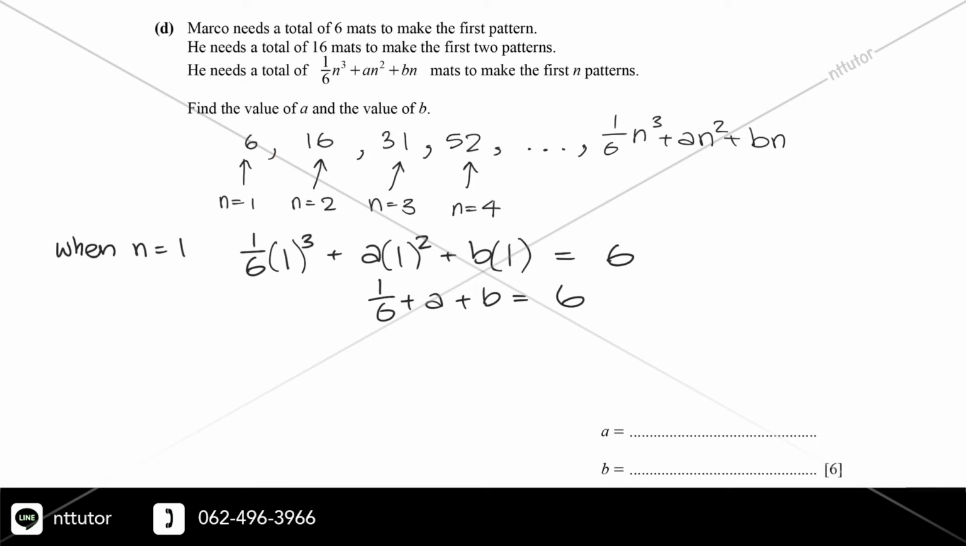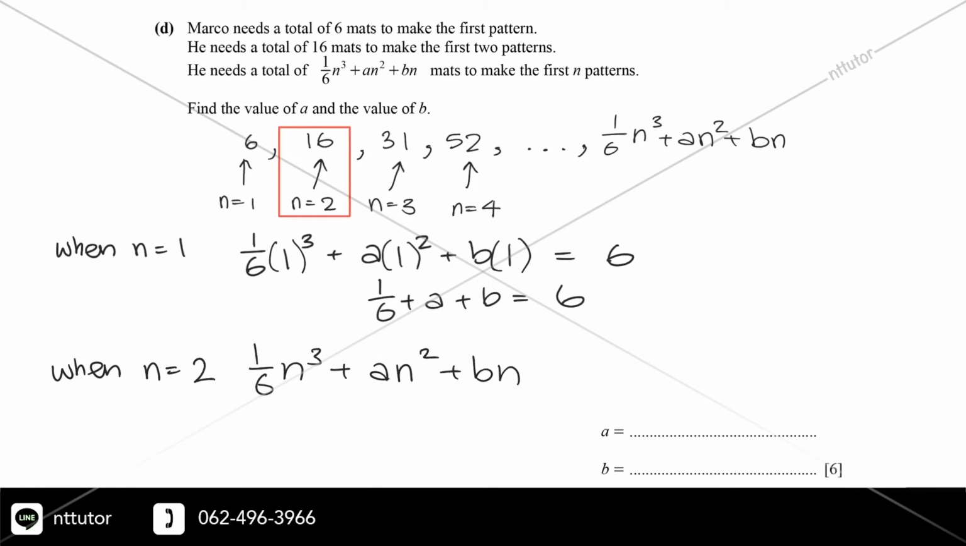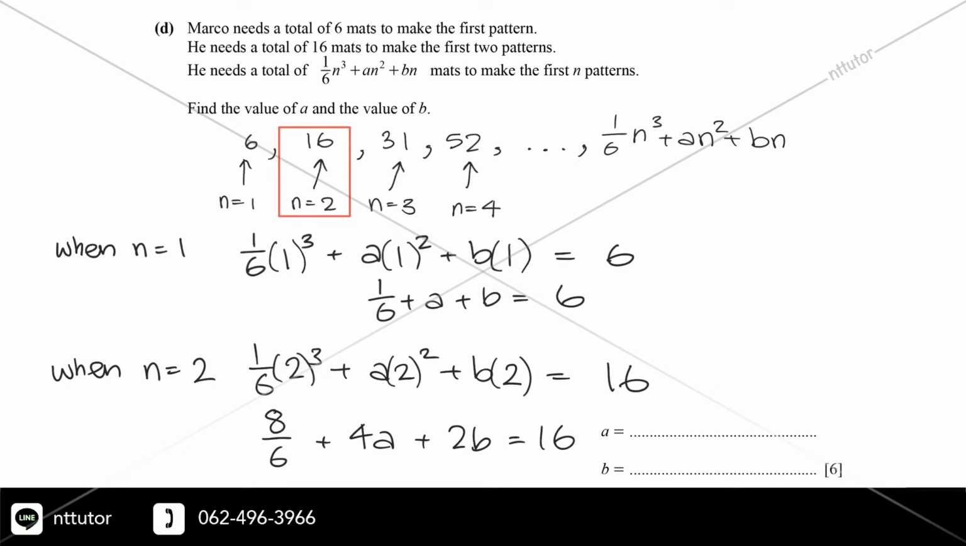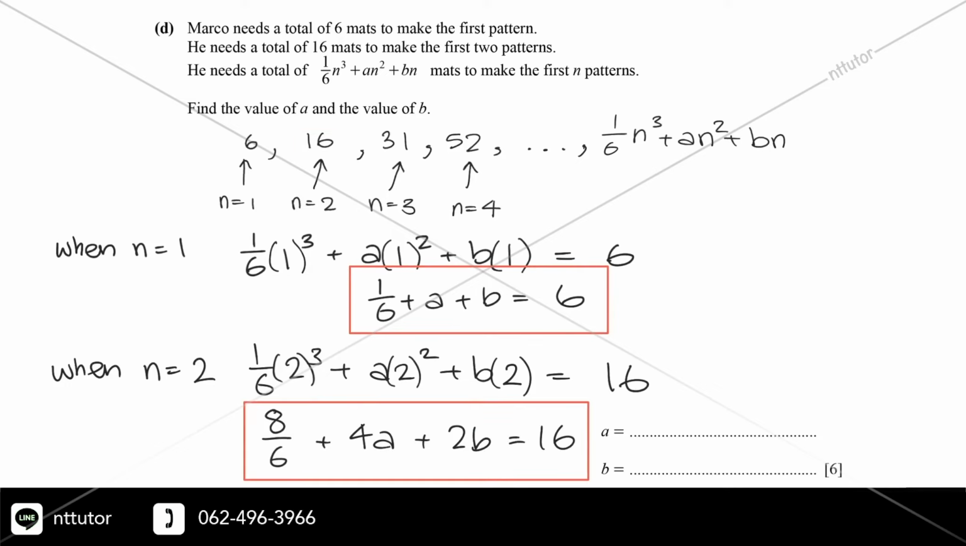We can do the same for the second term because we know that when n is equal to 2, the nth term is equal to 16. Therefore, if we substitute n with 2, the expression should be equal to 16. And if we simplify that, it turns into 8 over 6 plus 4a plus 2b equals 16. And now we have two equations involving a and b, which we can solve simultaneously to get the value of a and b.